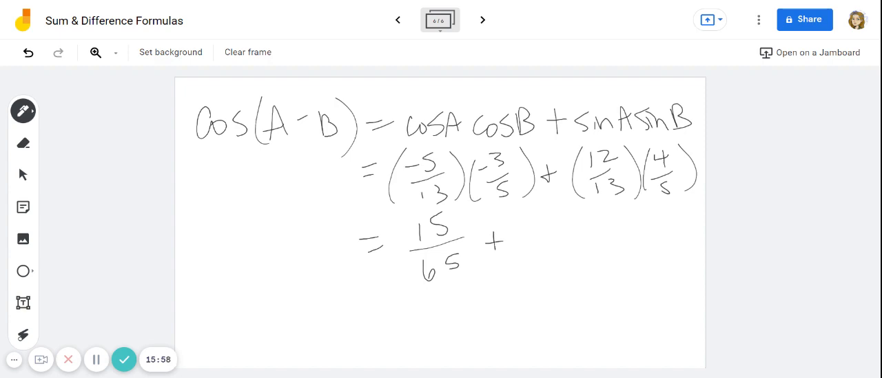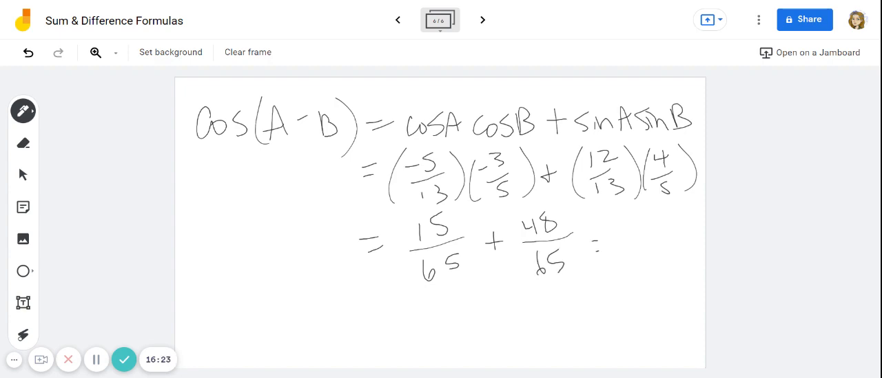Now, we can reduce, but remember we want to be able to combine, so I wouldn't reduce that. Go ahead and get your other part multiplied, and then you're going to combine. You may be able to reduce after that, but if not, don't worry about reducing to begin with, because then you're just going to have to convert it back to be able to combine. 12 times 4 gives us 48. And then 13 times 5, again, is 65.